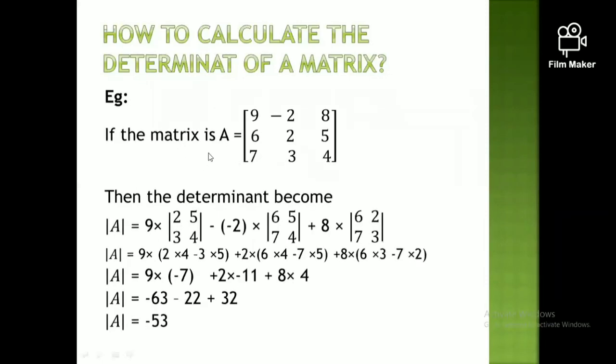This is a second example to find the determinant of a 3 by 3 matrix, right? Over here too you can get the answer. First you have to select 9. Then cross out that row and that column. Remaining is 2, 5, 3, 4, right? Minus, then select this number, minus 2. Then cross that column and that row. Remaining is 6, 5, 7, 4. Plus, then select the last digit, 8. Cross that line, horizontally and vertically, that row and that column. Remaining is 6, 2, 7, 3. Right, okay. Then 9 times of, how to get the modulus over here?